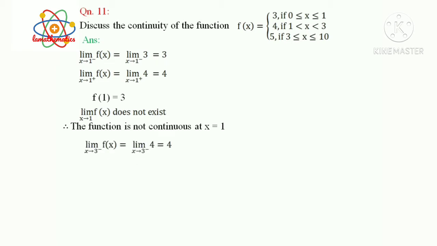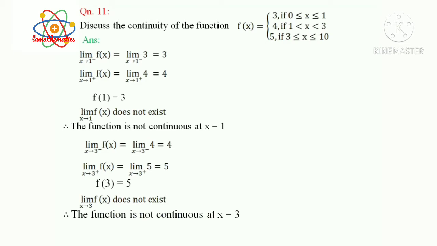Limit x tends to 3 minus f of x equal to limit x tends to 3 minus 4 equal to 4. Limit x tends to 3 plus f of x equal to limit x tends to 3 plus 5 equal to 5. f of 3 equal to 5. Limit x tends to 3, f of x does not exist, for limit x tends to 3 minus f of x not equal to limit x tends to 3 plus f of x. Therefore, the function is not continuous at x equal to 3.